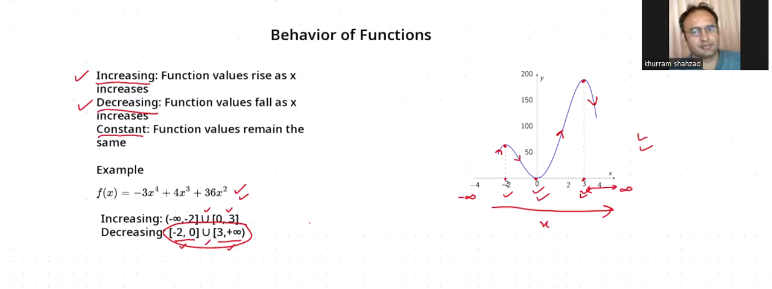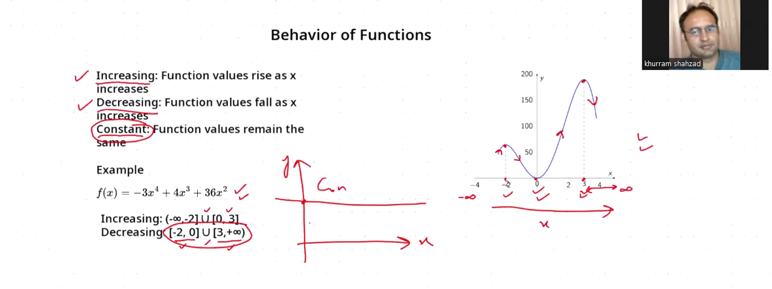Now I'm going to explain a bit about the constant function. I have to make another graph for this. For example, this is the x-axis and this is the y-axis. If the graph is something like that, a straight line parallel to the x-axis, then it means that this graph is a constant function. The value of y is not changing, it is constant. So this is the graph for the constant function.